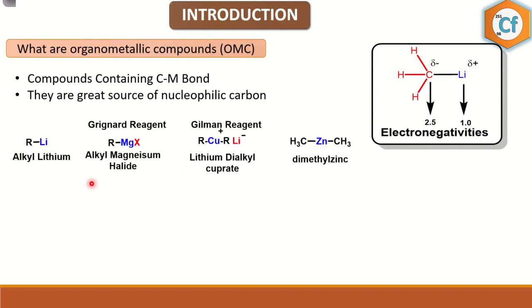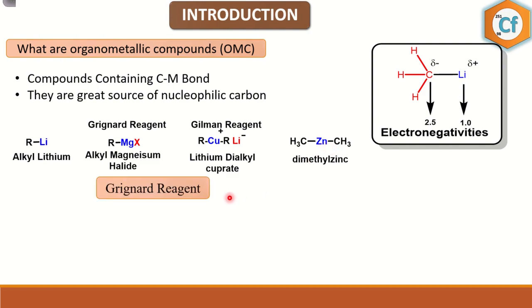Here are a few examples: alkyl lithium, and alkyl magnesium halide, which is Grignard reagent, and we are going to study it in detail here. After that, we have Gilman reagent, R2CuLi. Here, copper is an electropositive element, which is donating electrons to the alkyl group. There is another example, dimethyl zinc, where zinc is also an electropositive element. It has low electronegativity and hence it intensifies the electron density over the carbon atoms.